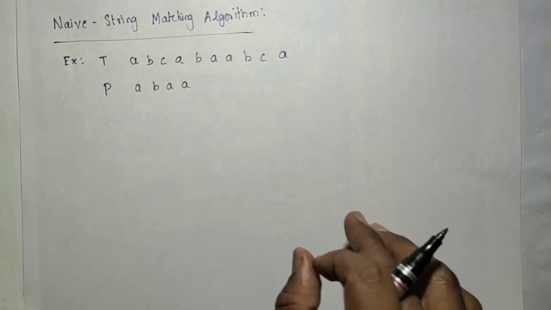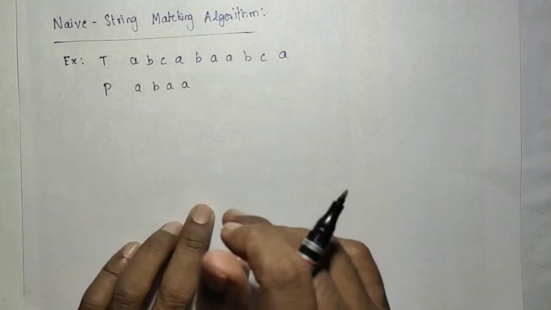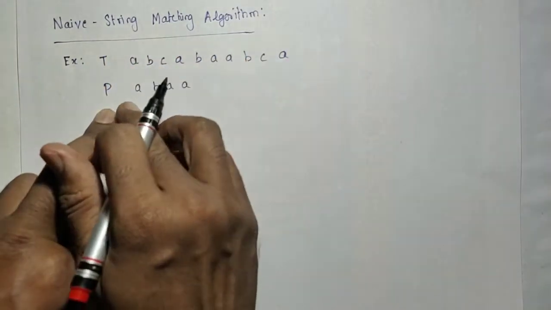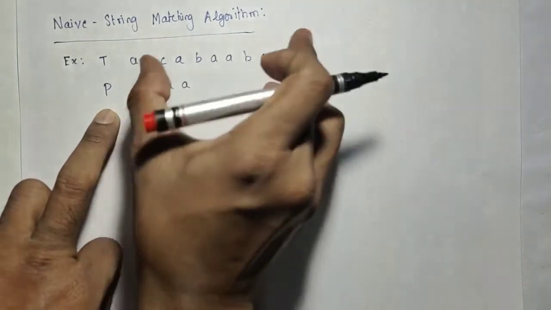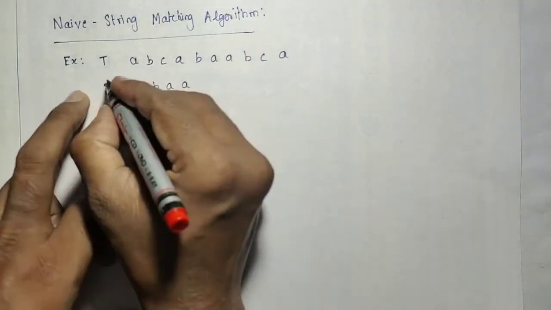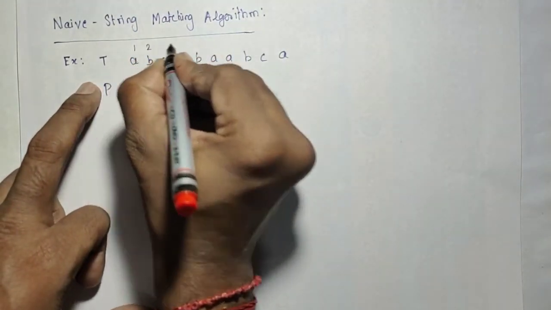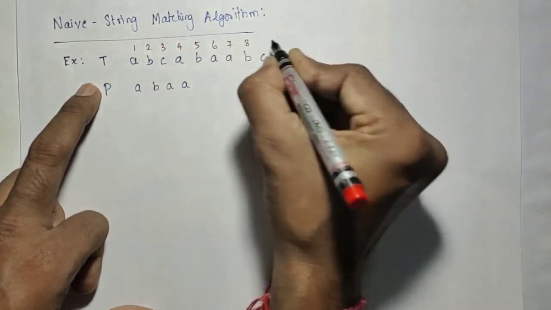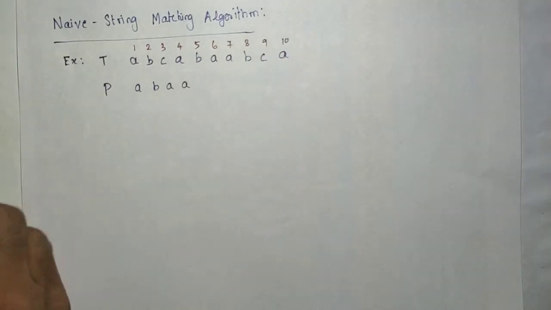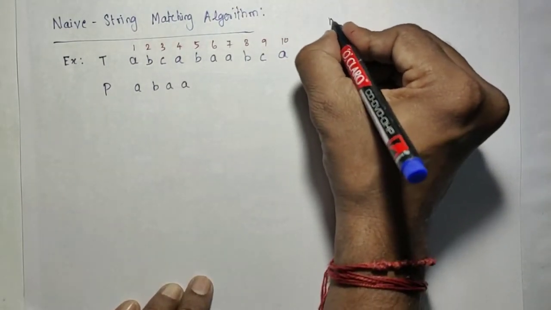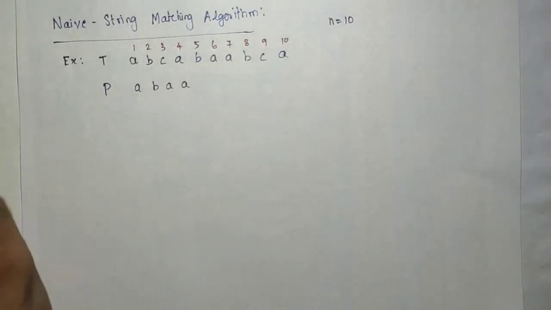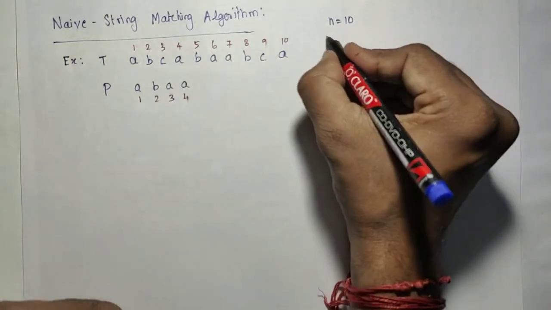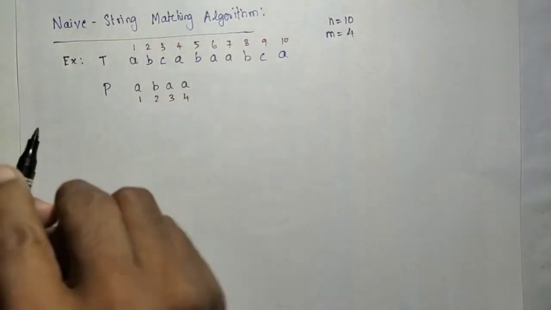The next, the string matching algorithm, the first algorithm. Here the input is some string we have taken, for example, and the pattern to be found is ABAA. This is going to be searched from the main string. The length of T, indexing starts from 1, 2, 3, 4, 5, 6, 7, 8, 9 and 10. So here n equals 10, and m equals 1, 2, 3, 4. So m equals 4. These are the two inputs.